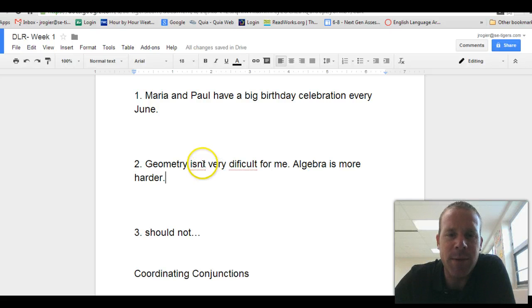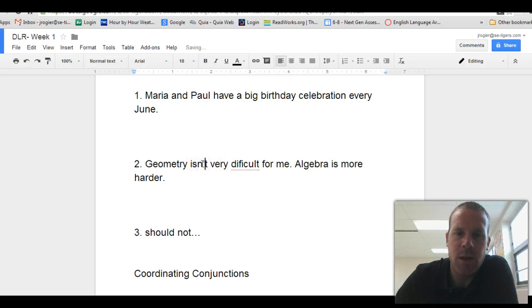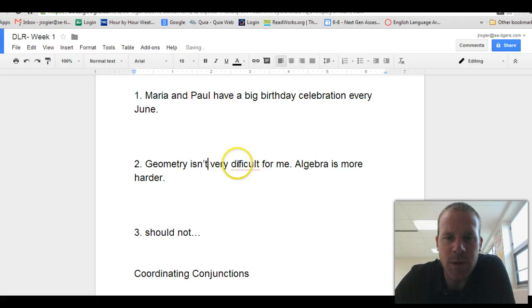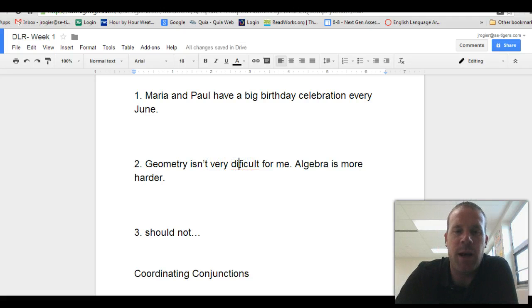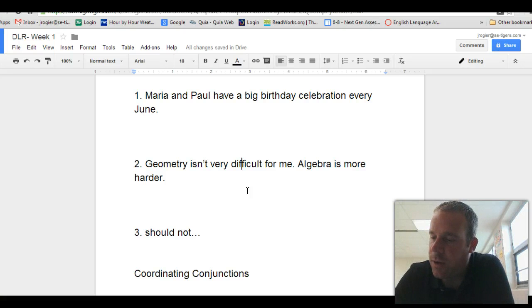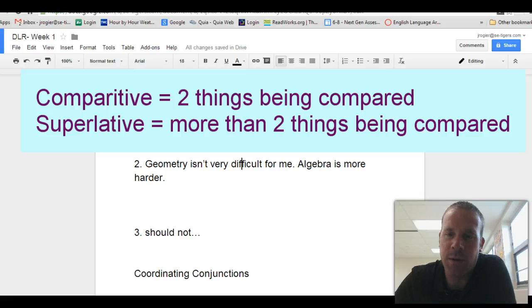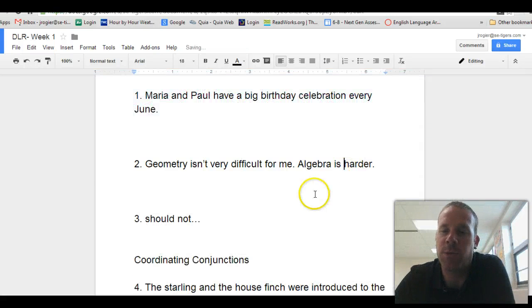I just want to add a comma to isn't. And difficult is misspelled because it doesn't have 2 F's. There should be 2 F's whenever you spell difficult. So geometry isn't very difficult for me. Algebra is more harder. I still have one more mistake in there. When you go to the comparative form and you only have 1 syllable like hard, get rid of that more. Algebra is harder. And again, we'll talk about comparative and superlative form as the year goes on.